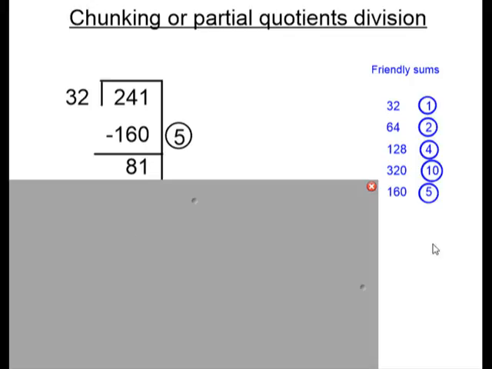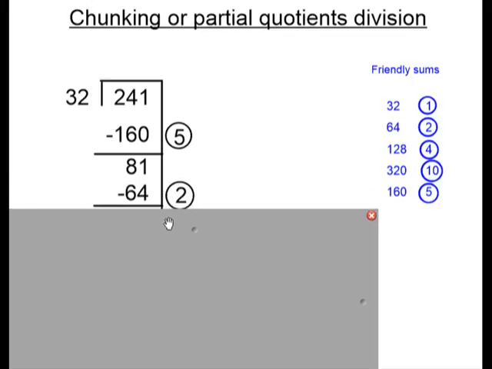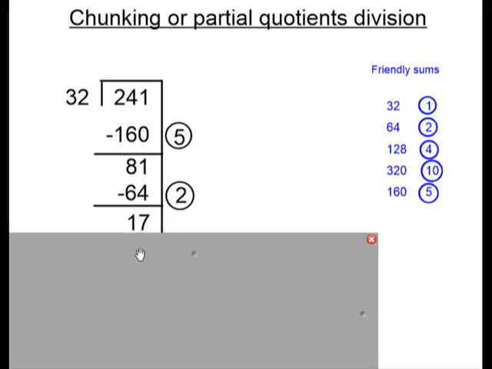So I repeat the process of looking for the largest friendly product which will fit into 81. My largest product is 64, which is 2 lots of 32. So I write 64 beneath the 81, and I remember to write the 2 because it's 2 lots of 32 down the outside here. Now I do the subtraction sum of 81 subtract 64, and that leaves me 17. Now 17 is smaller than my divisor, 32, so I know I cannot fit in any more groups of 32 into this 17. So 17 is my remainder.